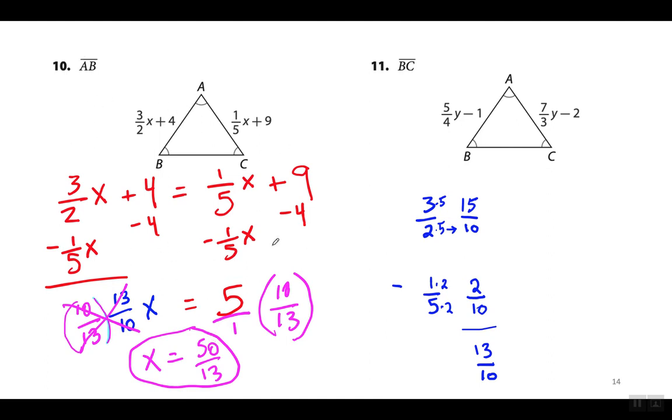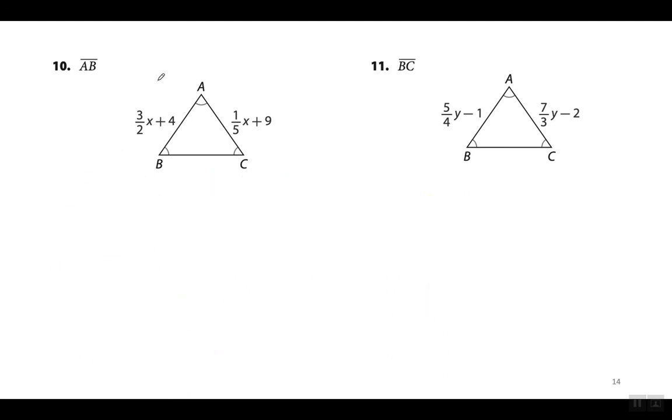Alright, so I gotta erase all this because I got too much stuff there. X equals 50 over 13. Let me write that here. X equals 50 over 13. Alright, so now I'm gonna substitute that right here. Ahora voy a sustituir ese valor ahí. So 3 over 2 times 50 over 13.